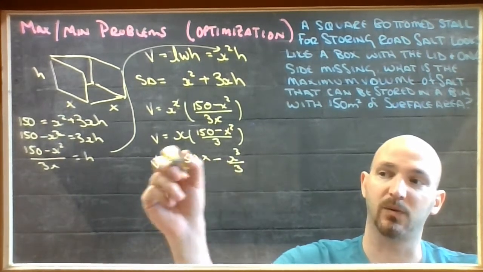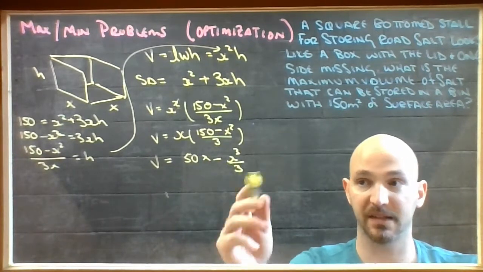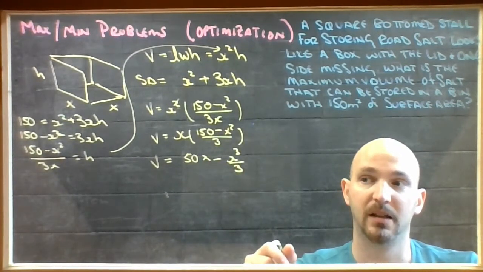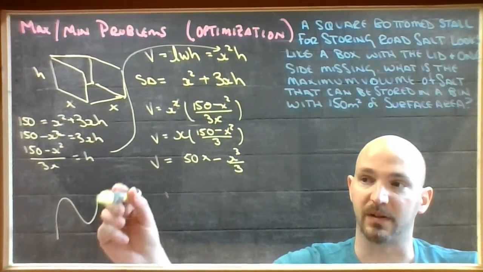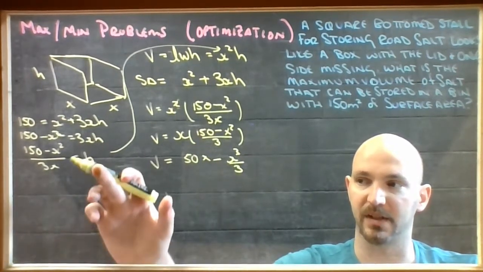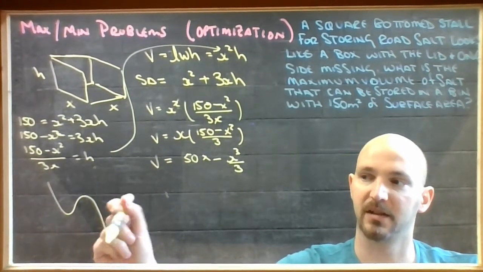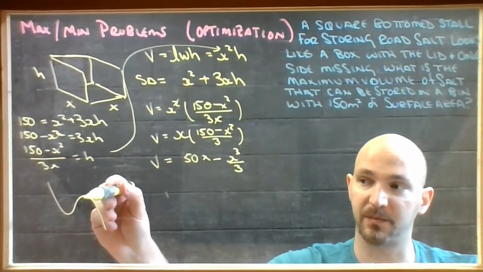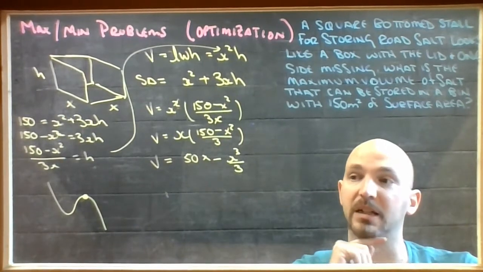Okay. So I have an expression for volume then. This is just a cubic. So cubics do this sort of thing. This one has a negative coefficient, so I guess it goes the other way. It's this kind of thing. So I'm after a maximum volume. I'm after that particular spot there.